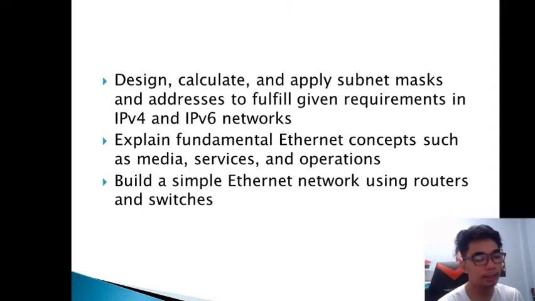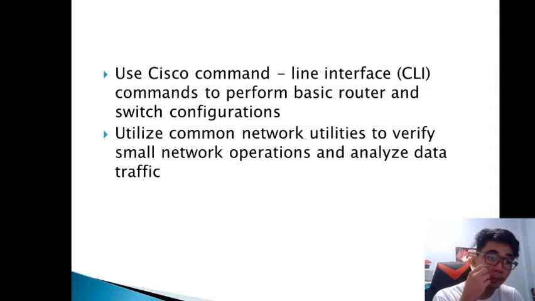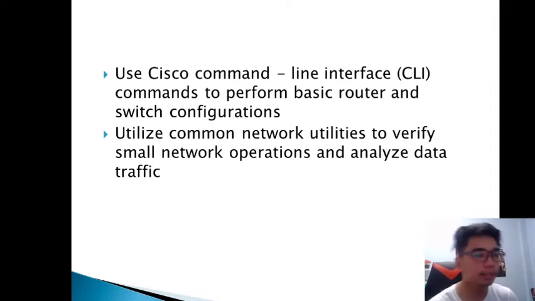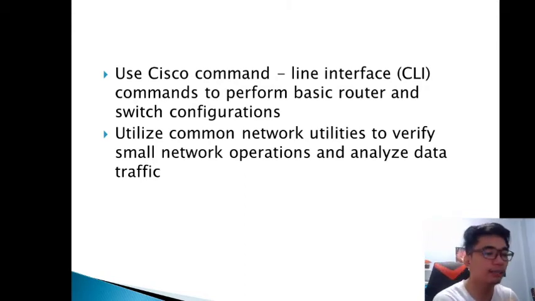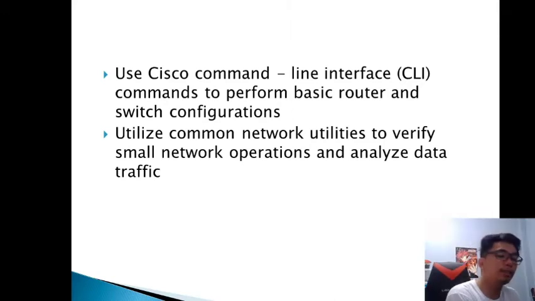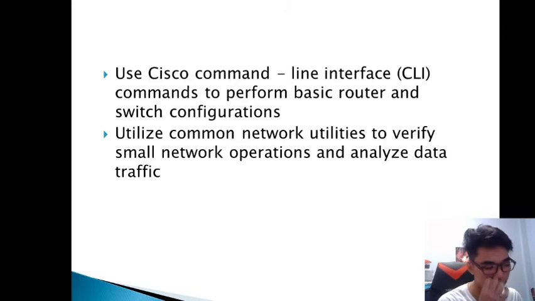Then after that, use Cisco command line interface, CLI, commands to perform basic router and switch configurations. Utilize common network utilities to verify small network operation and analyze data traffic. We already use the CLI when we are configuring in Packet Tracer, the command line interface, in order to configure a switch or a router.